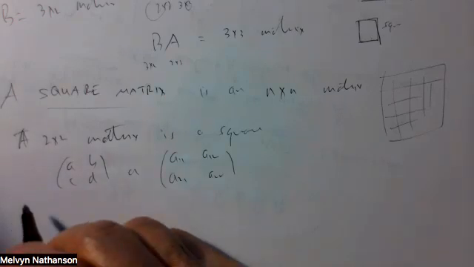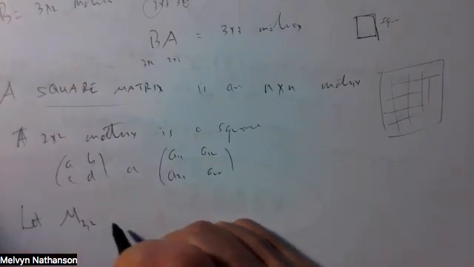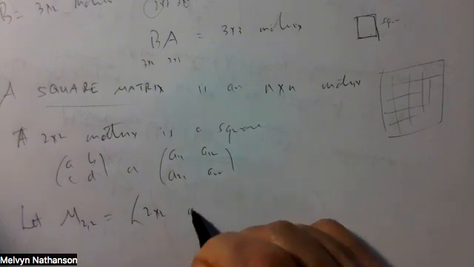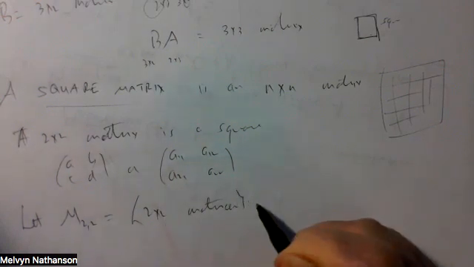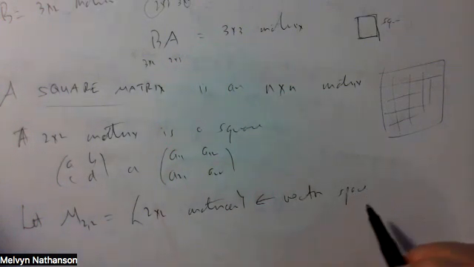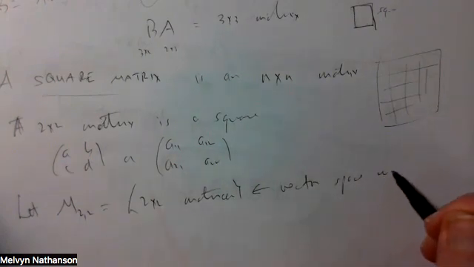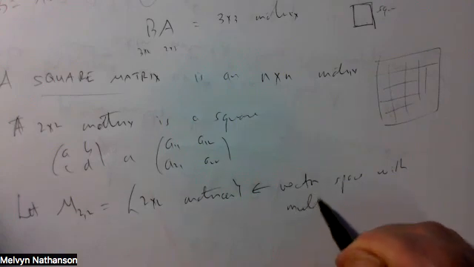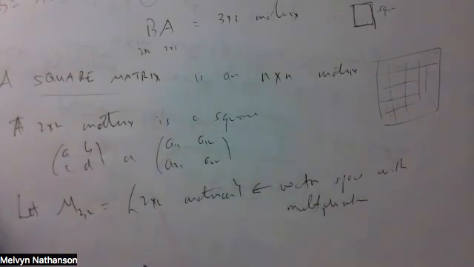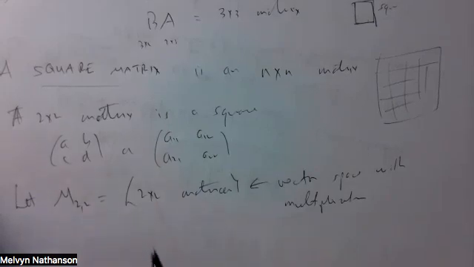So, in fact, you can say that for 2 by 2, if you let, say, M22 be the set of all 2 by 2 matrices, first of all, it's a vector space under matrix addition, but it's also a space which has a multiplication. So it's a little bit richer than just a vector space. There's a way to multiply 2 matrices and get back another matrix of the same shape.